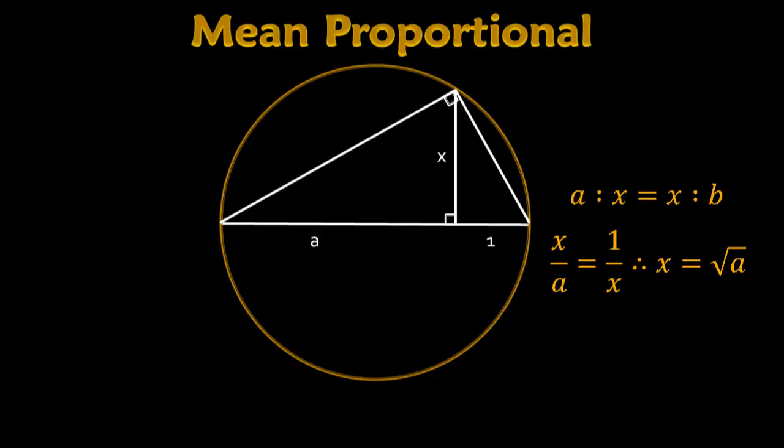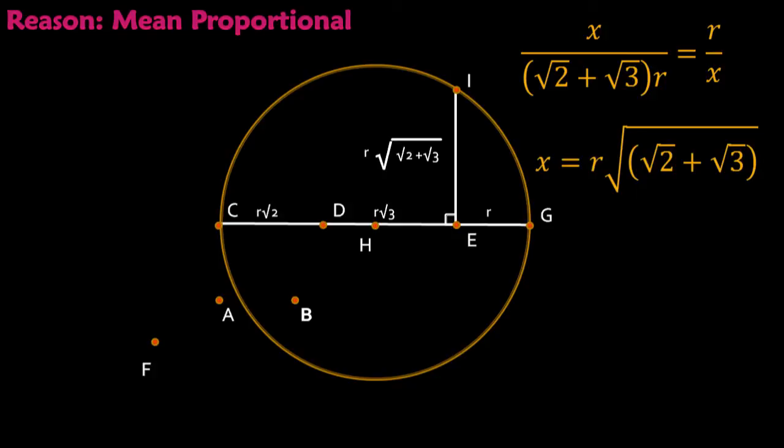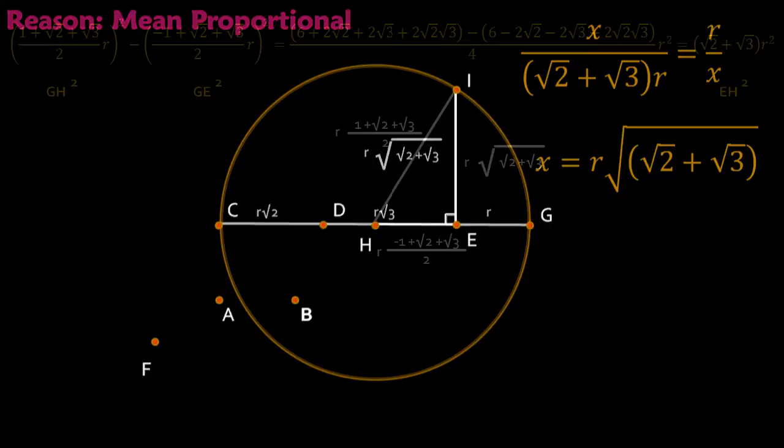Cool. Applying the mean proportional to this construction, we have CE on one side with a length of the square root of 2 plus the square root of 3 times R, and on the other side we have R. Therefore, line segment EI has a length equal to the square root of the square root of 2 plus the square root of 3 times R. Using the mean proportional saves a bunch of messy math.